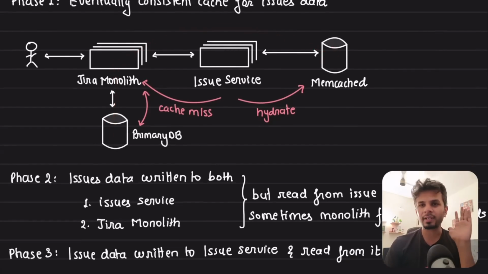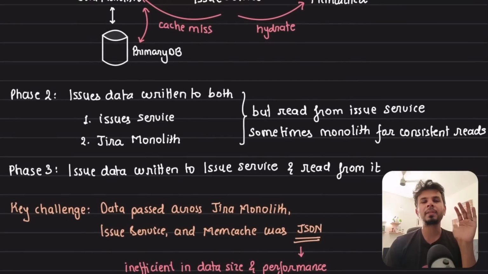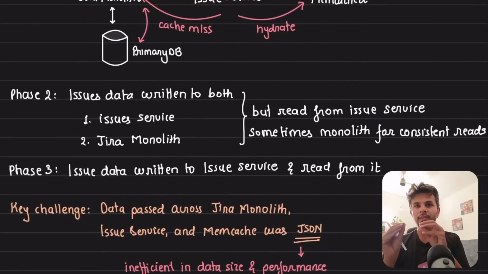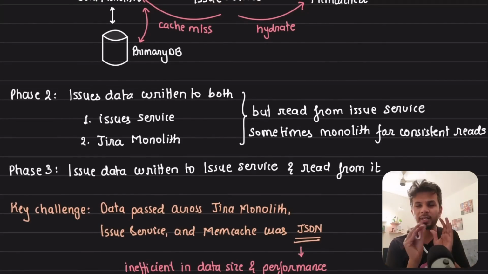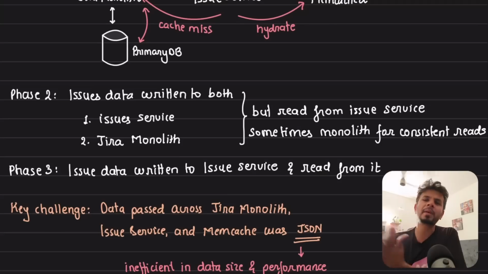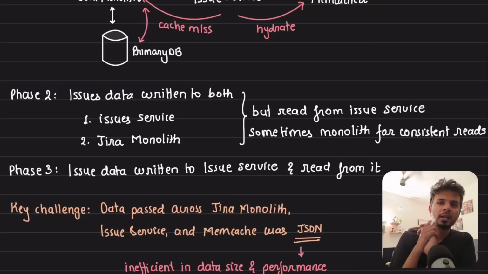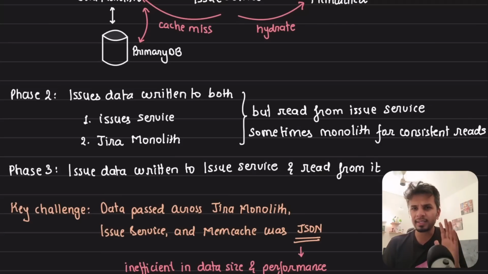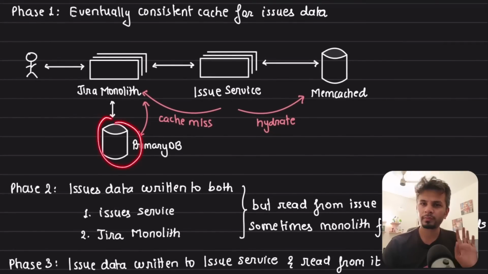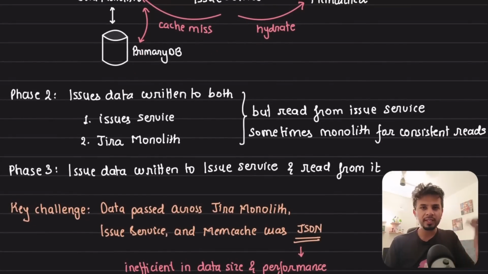That's your second phase. This way, the issue service does not have to rely on the primary DB to get the issues data. The data is directly written to the issues database, which is memcached in this case. So your reads will go to the issue service, and some critical reads, let's say which need consistent reads, can go to the monolith because that is your source of truth.